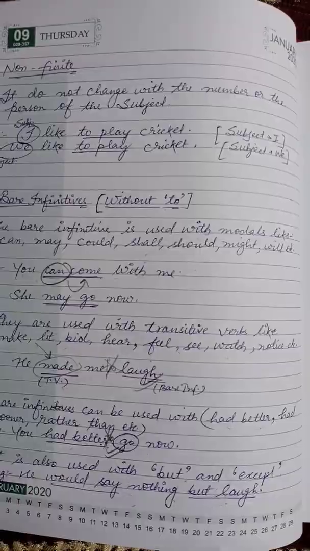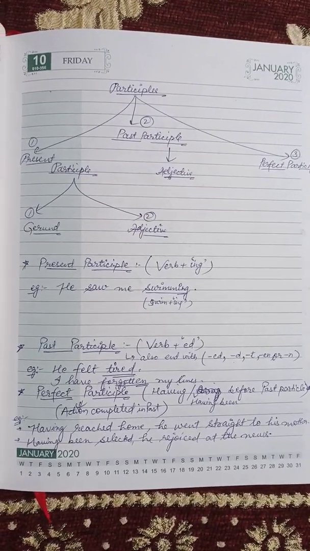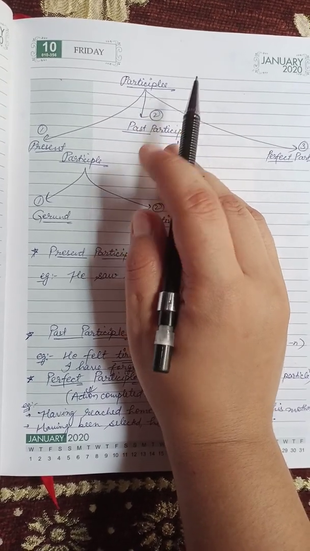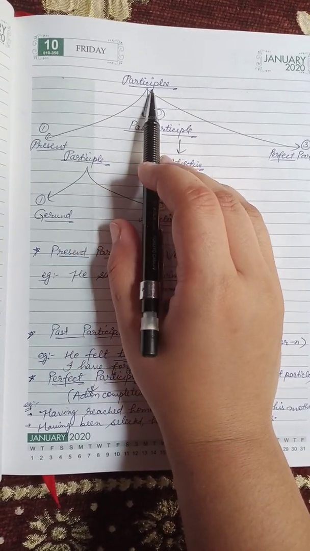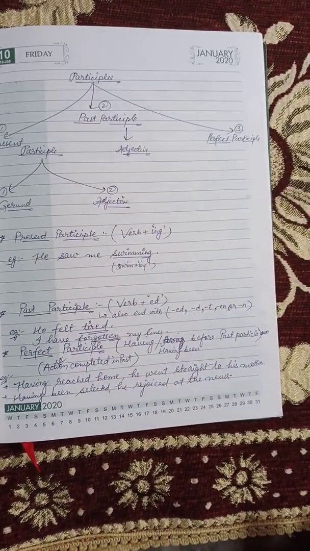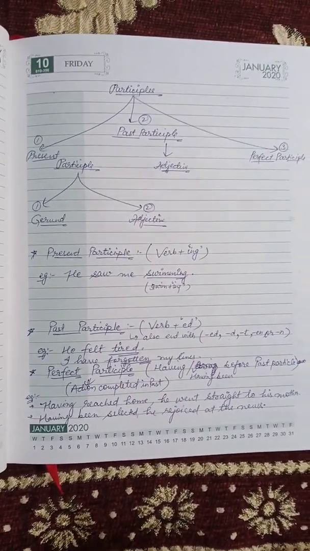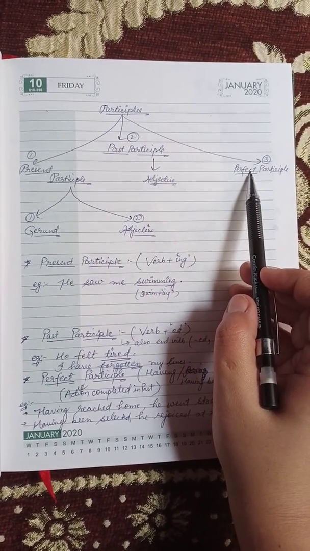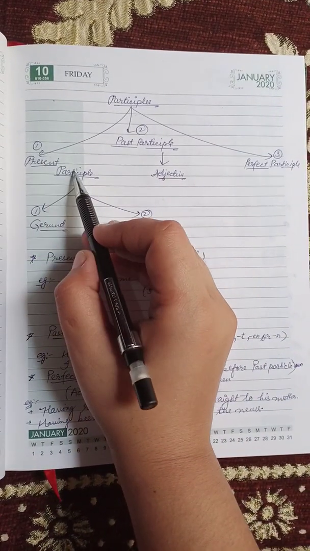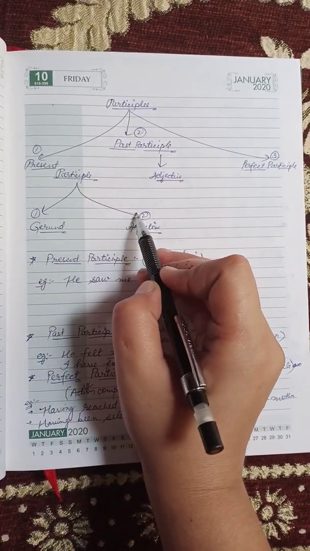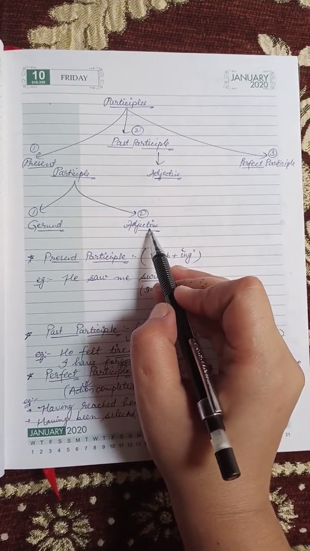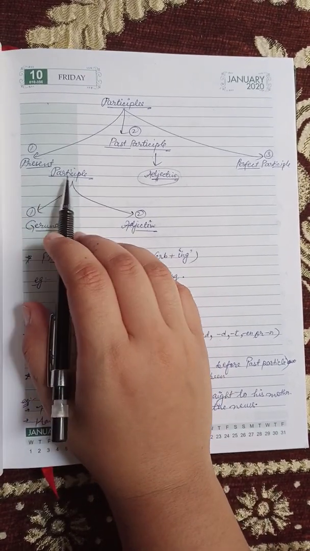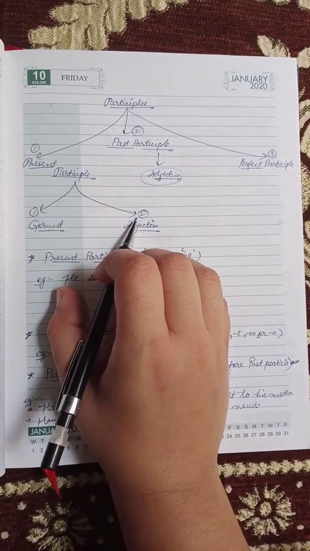Okay. Now students, let's come to participles. Participles are again a non-finite form of the verb. The first one we have discussed, that is the infinitive. The second one is your participle. Participles are classified into three categories. The first is the present participle, the second is the past participle, and the third is the perfect participle. The present participle is again categorized in two ways: the first is gerund and the second is adjective. The past participle is also categorized as an adjective. That means present participles can be a gerund, and can also be in adjective form.